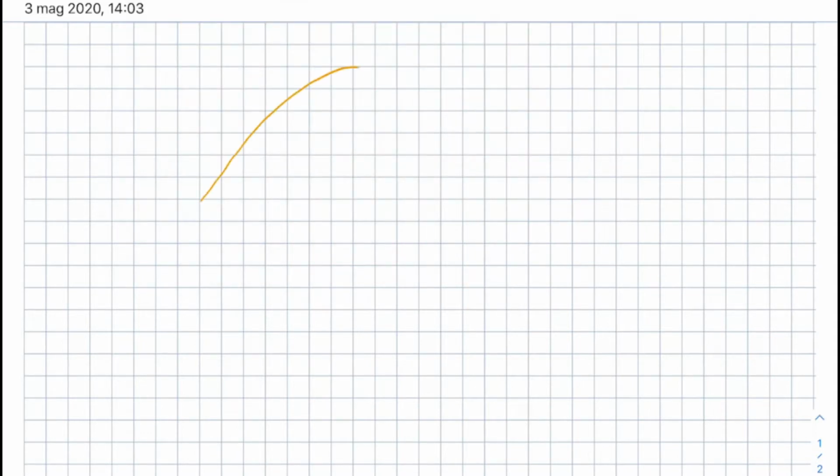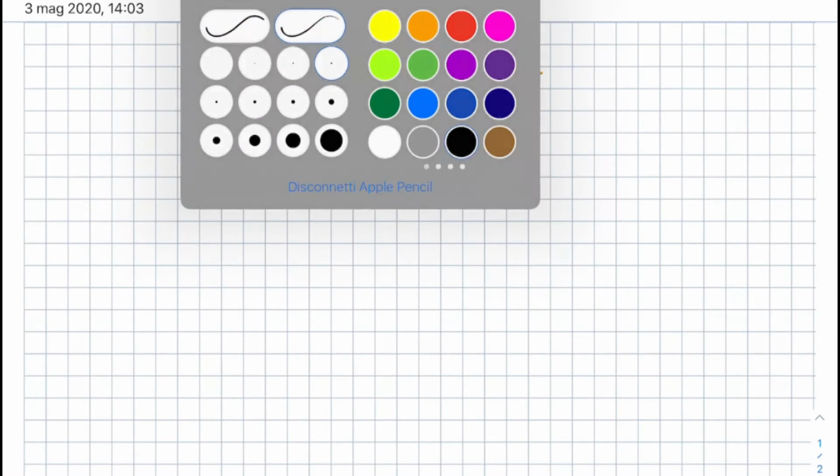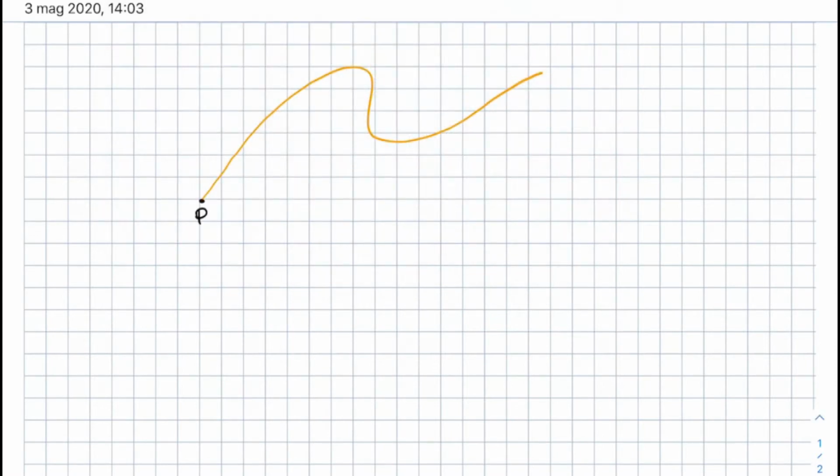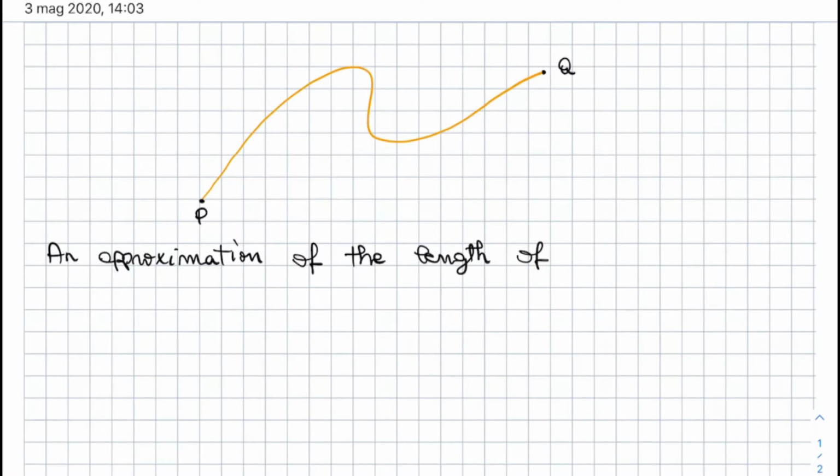So let's say we have a curve whose endpoints are P and Q. Then we want to define the length of this curve using the distance we have on the plane. And the way we did this is that we said that an approximation of the length of this curve is given as follows.